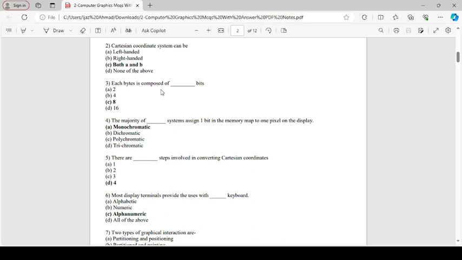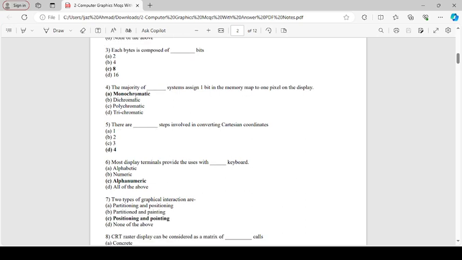Each byte is composed of 8 bits. The majority of monochrome systems assign one bit in a memory map to one pixel on the display. There are 4 steps involved in converting Cartesian coordinates.